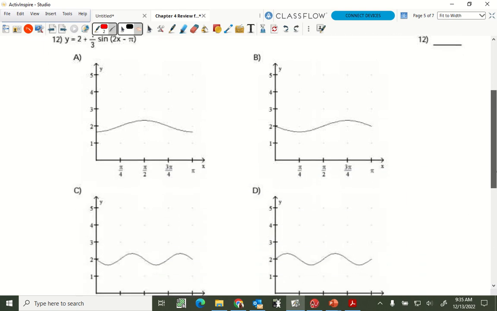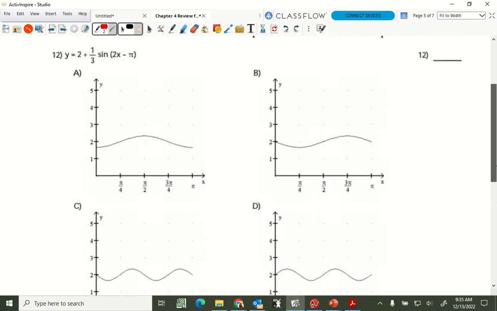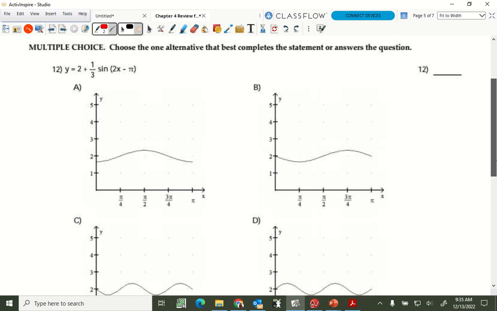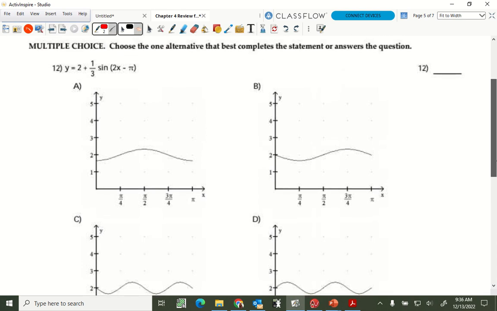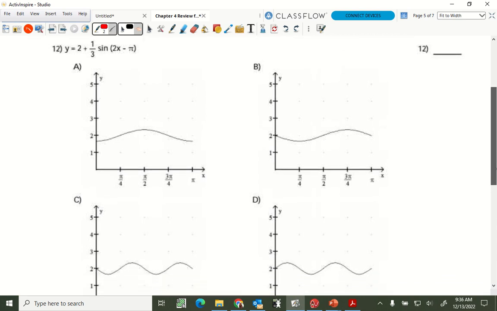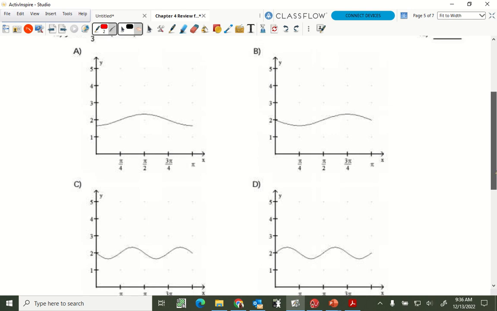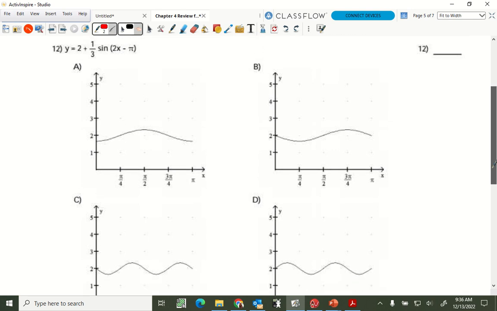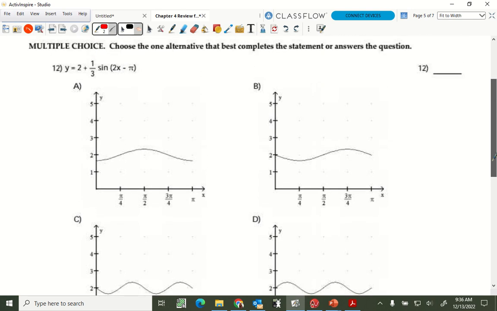Okay, what's going to help me out on that one automatically? Amplitude. Okay, it's 1/3, right? So that means it's not going up very much, is it? Okay, and what's that positive 2 out front do? That's my vertical shift, isn't it? So that means everything has to wrap around that. Everything has to wrap around that.